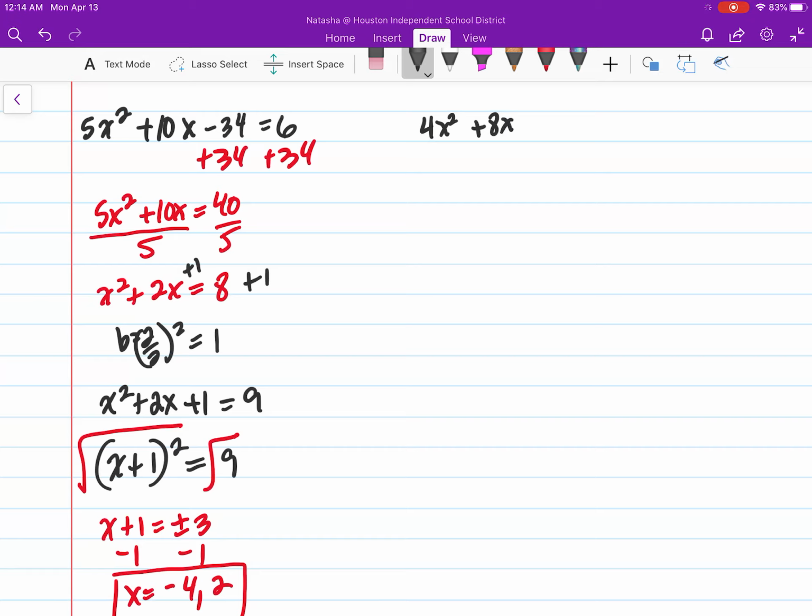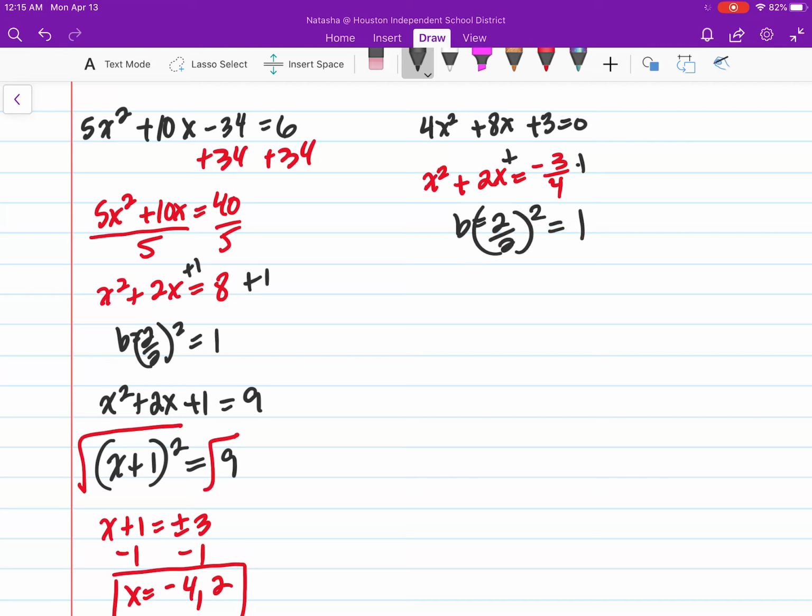Or, well, let me go ahead and do this one. I'm going to do this problem here. Let's say we have 4x squared plus 8x plus 3, and that's going to be equal to 0. So again, we don't have a GCF that we can take out, so we're going to move the 3 over and divide by 4. So this is going to become x squared plus, again, 2x, and that's going to be equal to negative 3 over 4.